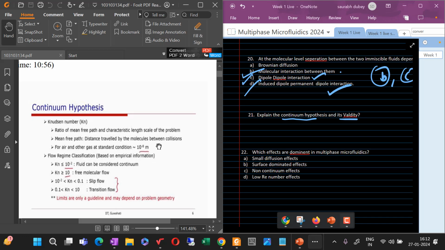Otherwise, like in class nine, we also used to read kinetic theory of gases, yes sir, but at that time it doesn't make sense.